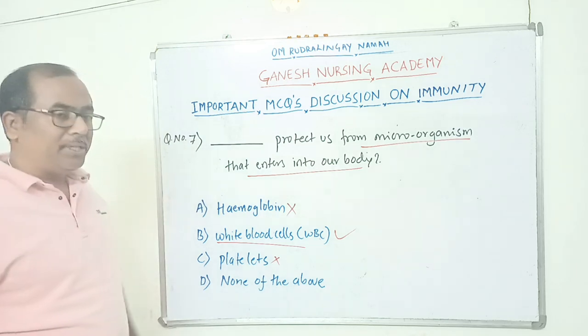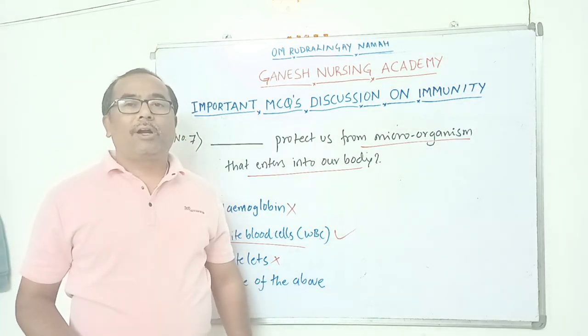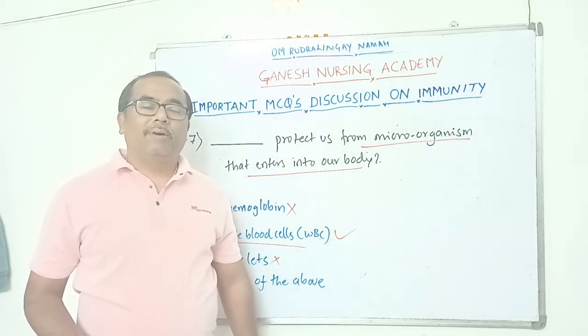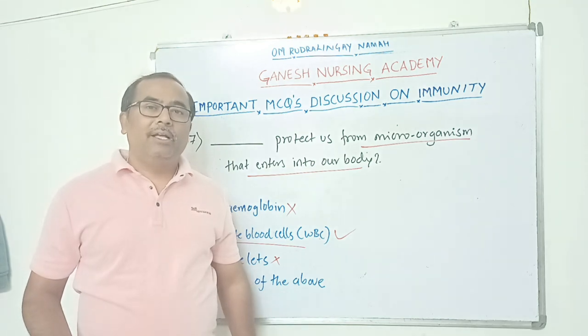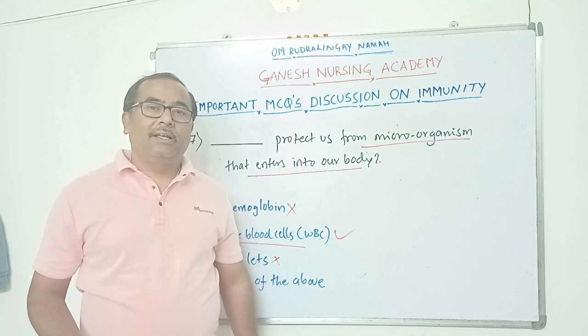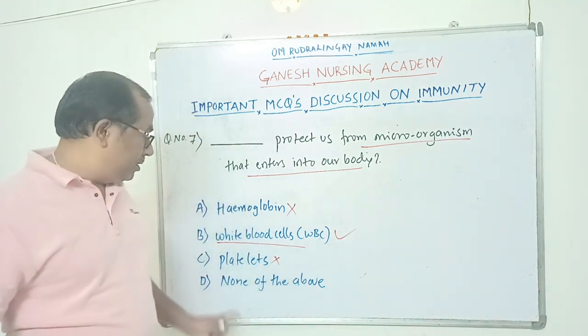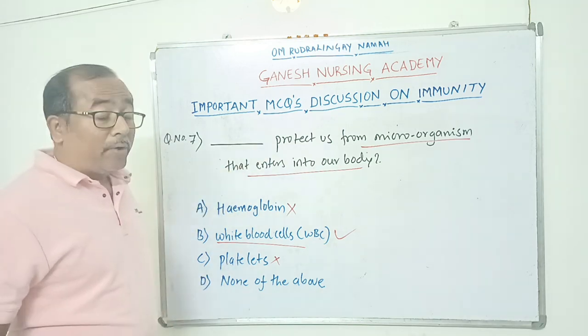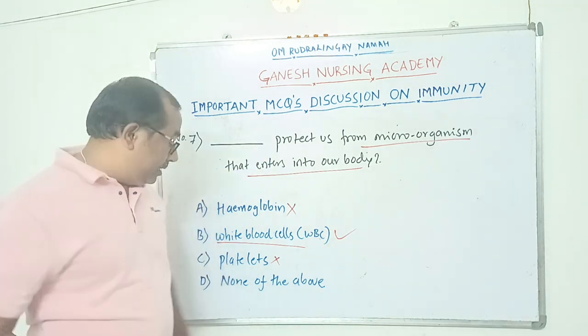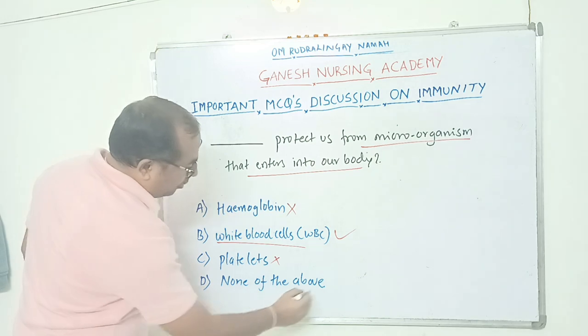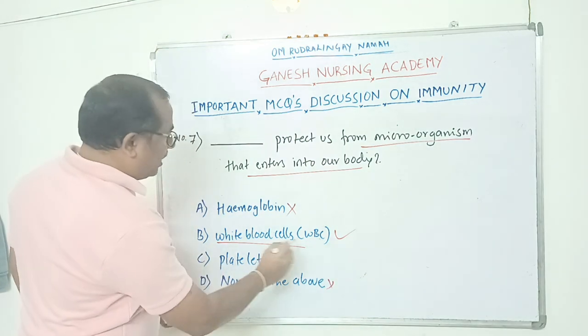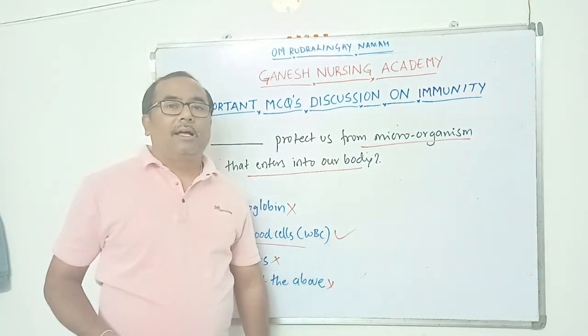Then next is platelets. Platelets are again a wrong option here. Platelets are responsible for controlling bleeding. Whenever an injury happens to our body, they control the bleeding by aggregating together and preventing blood loss. They are not responsible for protecting our body from microorganisms. Option D, none of the above, is also wrong. So option B, white blood cells, WBC, is the right answer here.